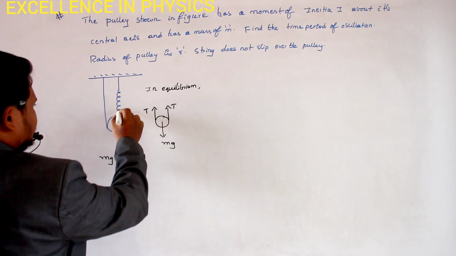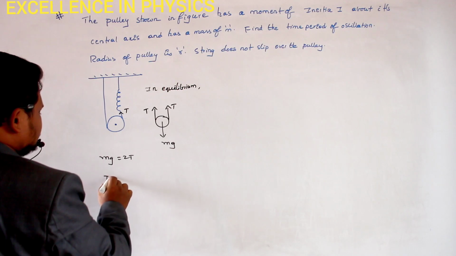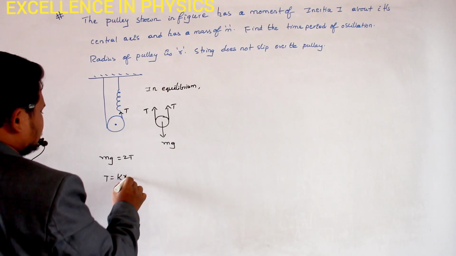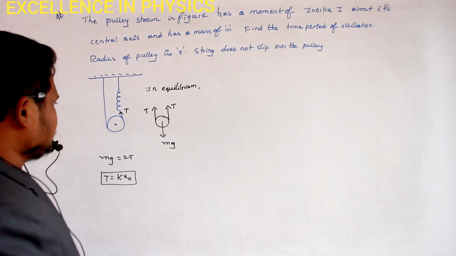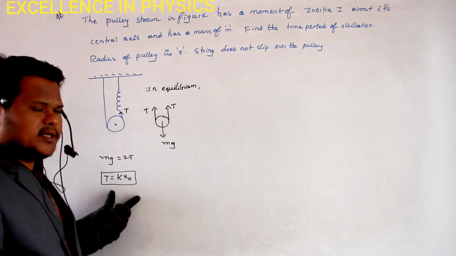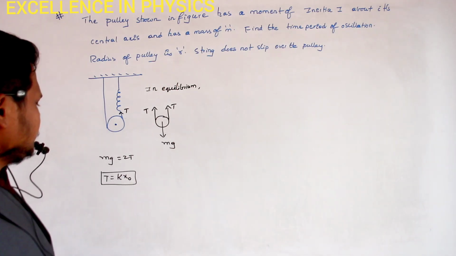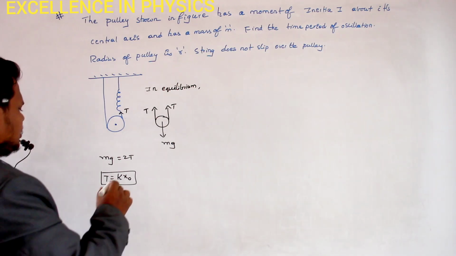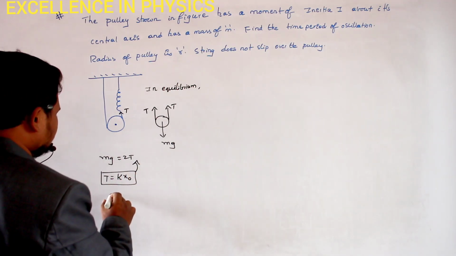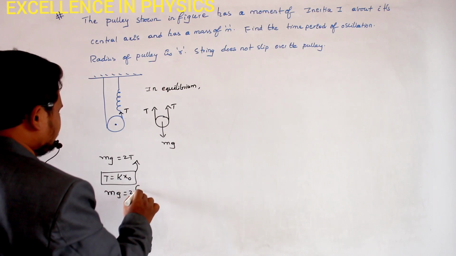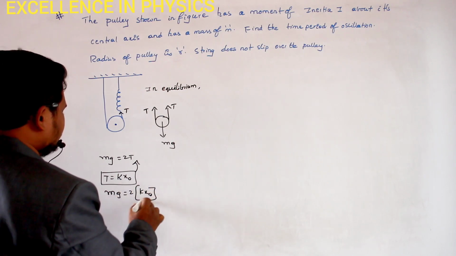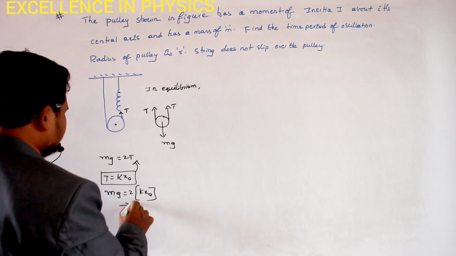T is the tension developed in this spring. So T is equal to kx naught. What is meant by kx naught? The restoring force which is developed in this string is nothing but T. So T is equal to k into x naught. Clear? Now if I substitute this relation here, then what will I get? I will get mg is equal to 2 into T. Instead of T, I can write kx naught. Let it be our equation number 1.